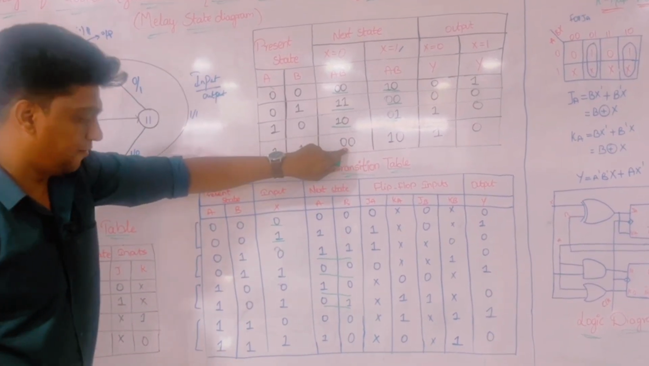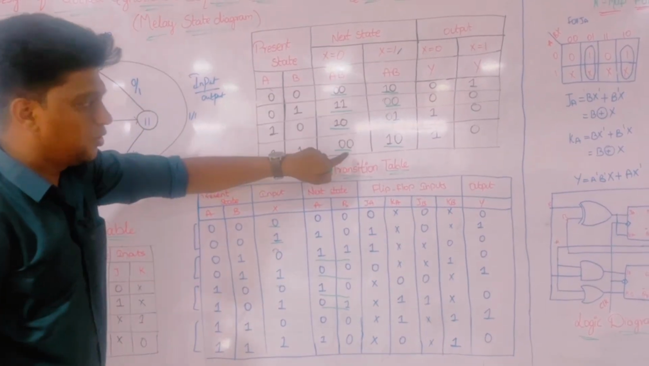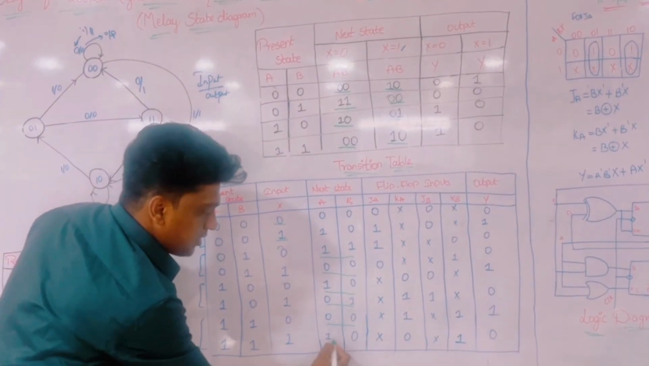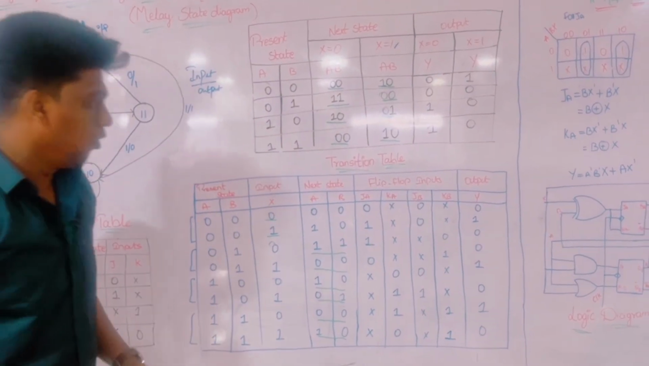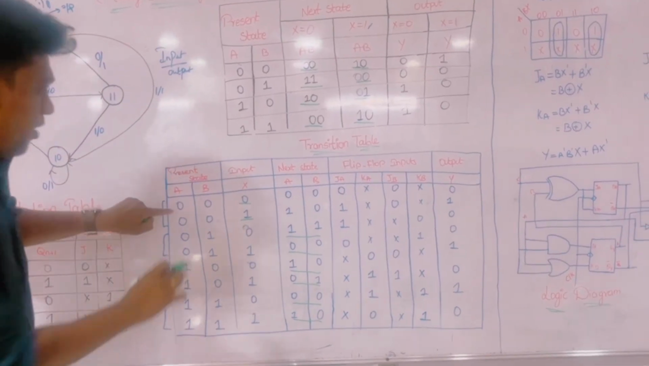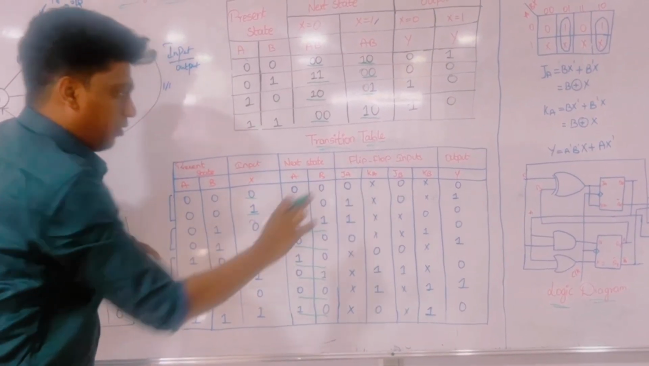For 11, we have two conditions: one is 00 and the other is 10. Whenever the input x is equal to 0, it is 00, and for x equal to 1, it is 10. It is written here. Okay, now we have to obtain the flip-flop inputs. So we have to compare the present state and the next state, and write it.